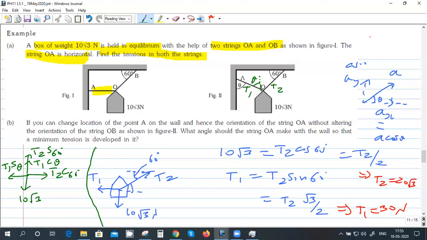Bhavya? Yes, sir, the free body diagram is correct. This theta is the vertical. Always remember this, look at this angle. 60 degrees is with the horizontal, right? And theta is with the vertical. If you remember this, the chance of making mistakes is less. So this T2 is the horizontal, so the horizontal component is cos 60. And this T1 is making theta with the vertical, so the vertical component will be T1 cos theta. Just recognize the angle as either with the horizontal or with the vertical. Is it clear?